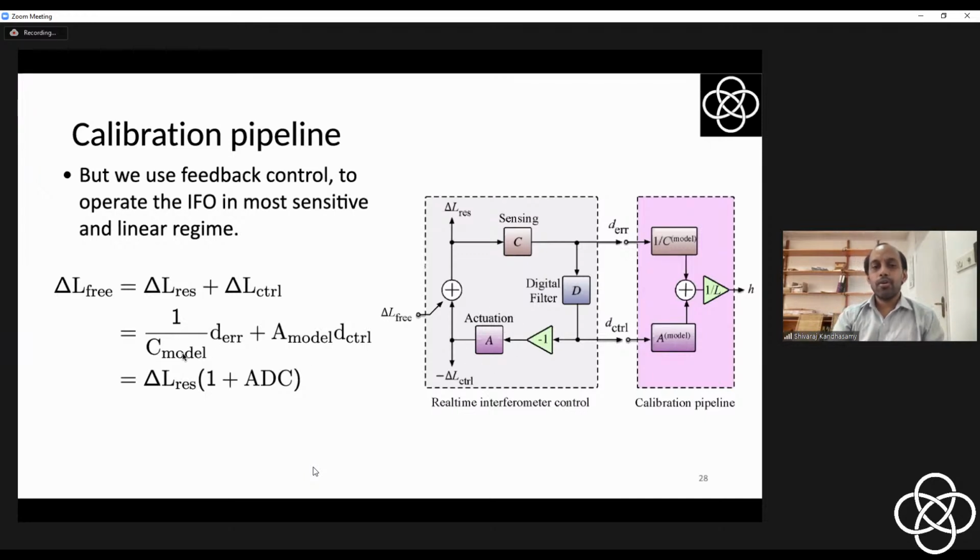So if I know the sensing function model, and if I know the actuation function model, then using this Darm error and this Darm control, these two signals, I would be able to reconstruct the gravitational wave strain.